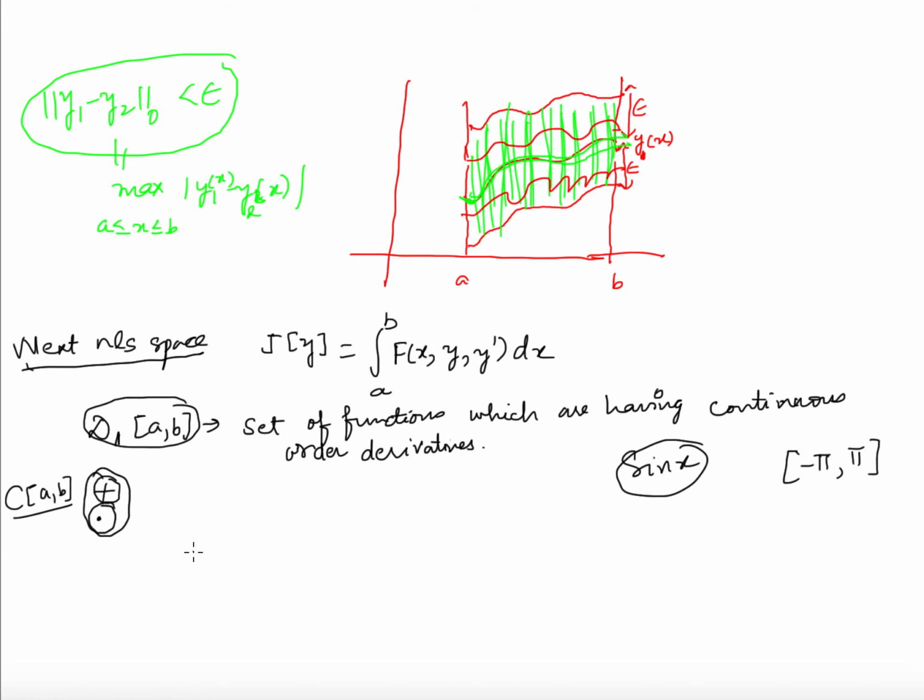Now for a normed linear space, I need to have a norm. So how am I defining the norm here? In this case, I'll define the norm like this: it will be the maximum of |y(x)|, where x is in the interval a to b, plus the maximum of |y'(x)|, where x is in the interval a to b, right? Now can you see when we'll say that two functions are close? When the norm of y1 minus y2 is less than epsilon. Let's look at that.